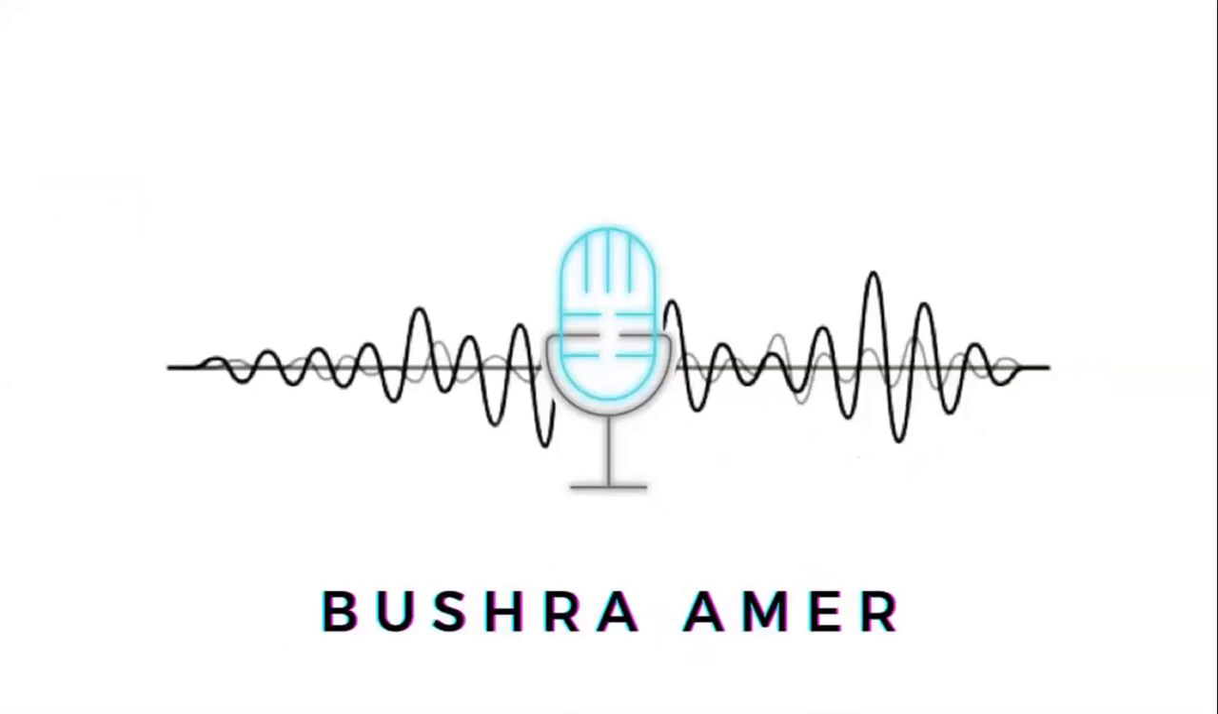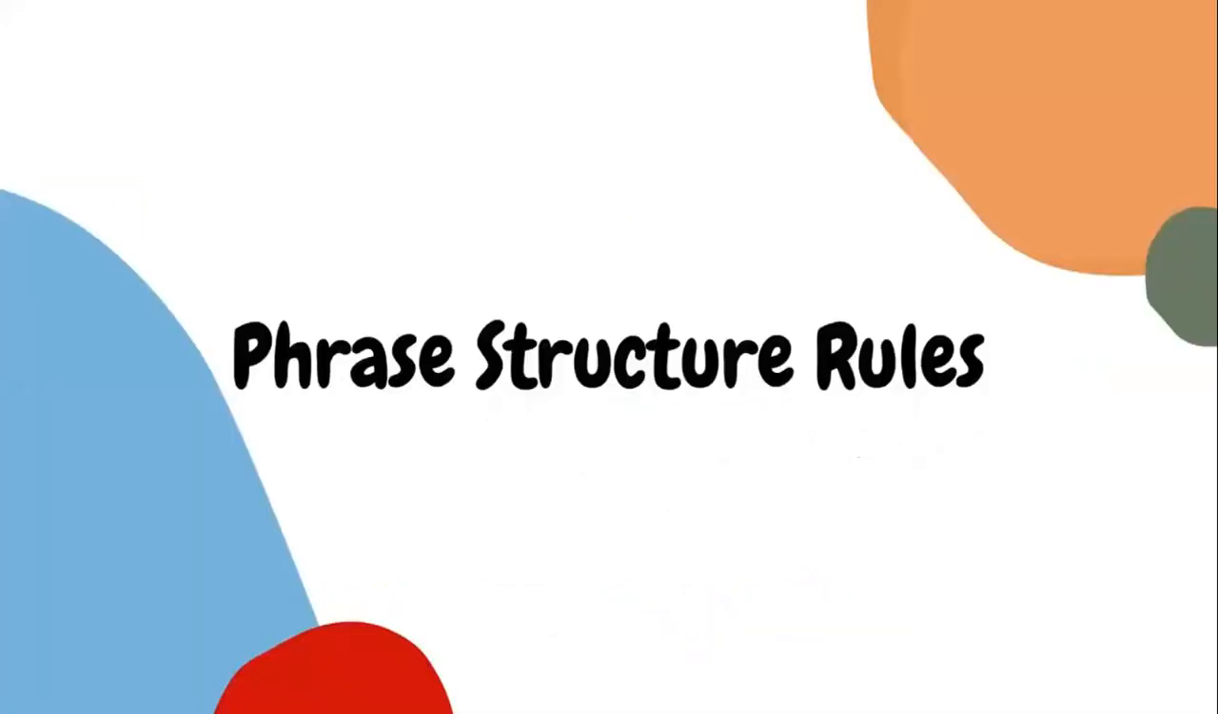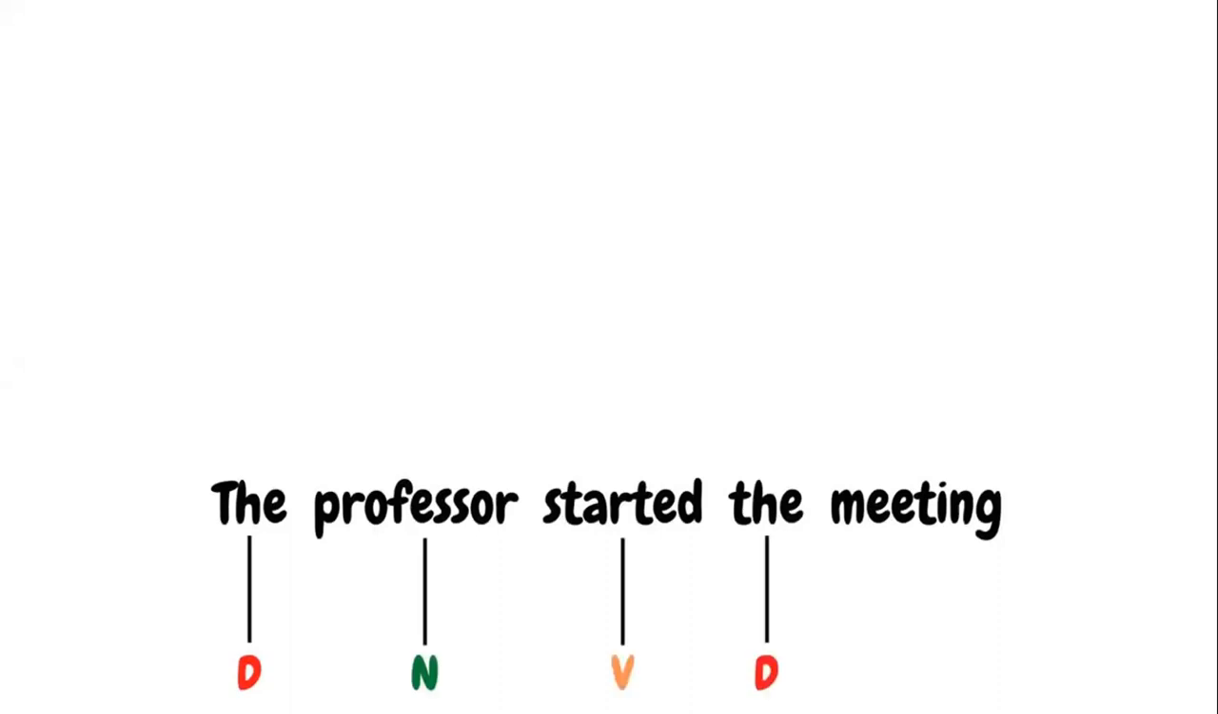I am Bushra. Now we will move to our second section, which is phrase structure rules. And we are going to look at how the constituents can be represented in a hierarchical system. So let's take a look at this sentence. The professor started the meeting. We know that this sentence is made up of constituents and subconstituents as well. So we know that the is a determiner, professor is a noun, started is a verb, the is a determiner, and meeting is a noun as well.